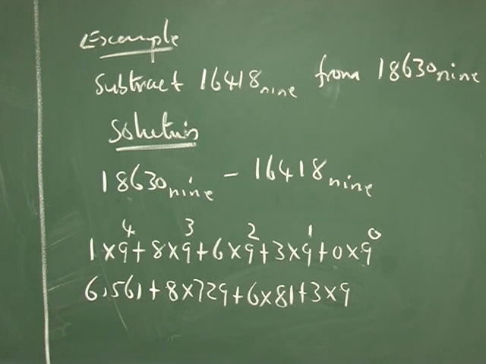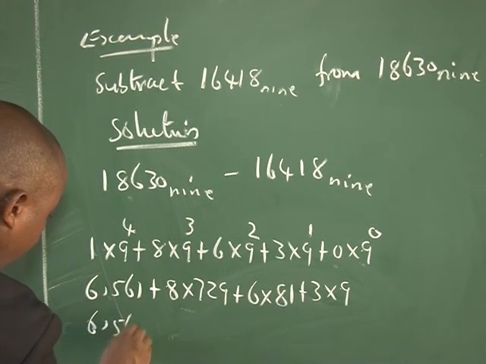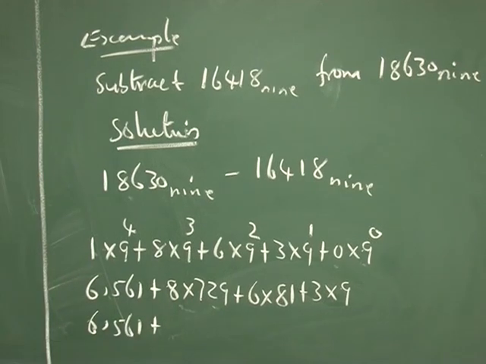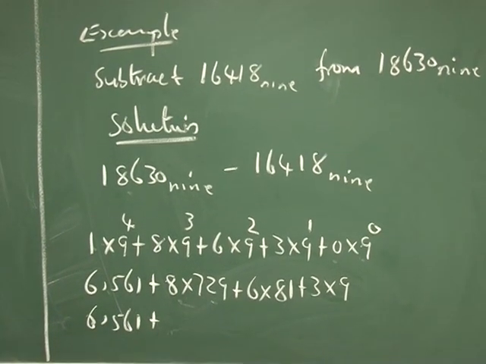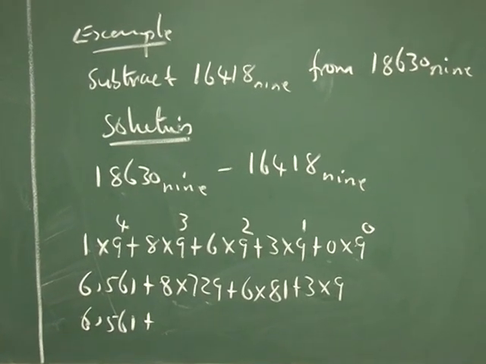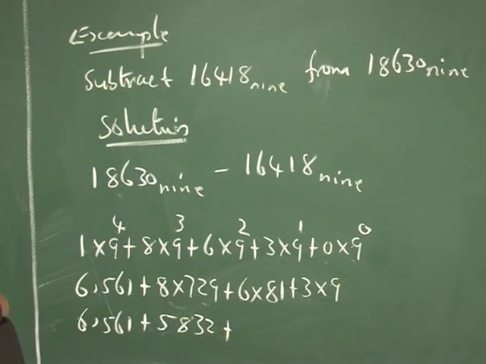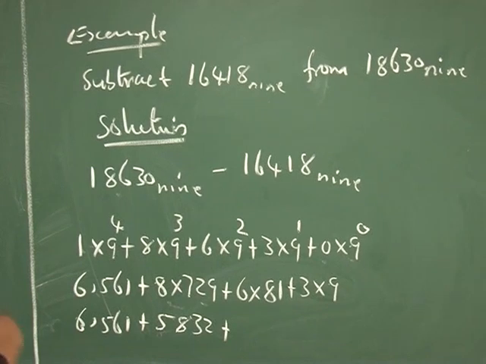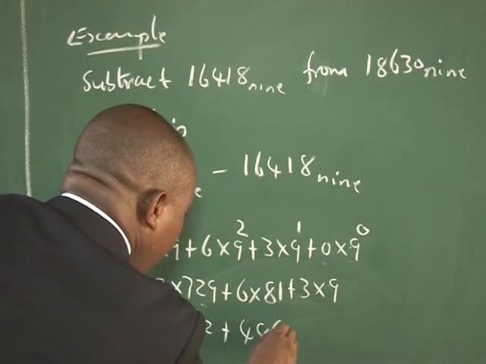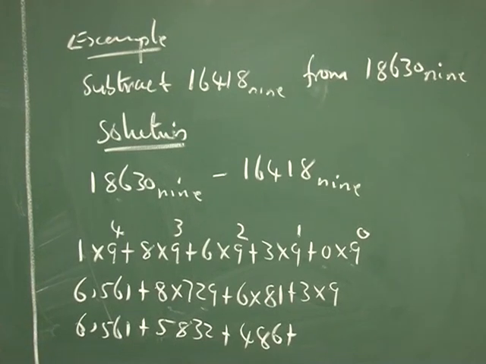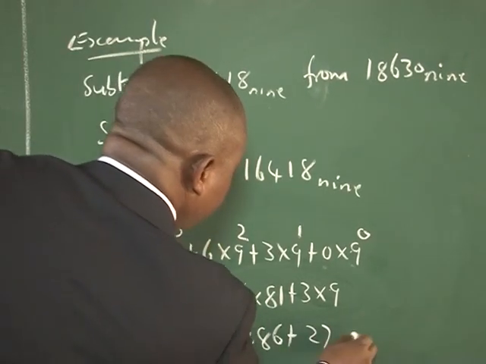6561 plus, okay, and let's time this first so that it will be easier to understand. 8 times 729 is giving us 5832. Now 81 times 6 giving us 486 plus 3 times 9 give us 27.